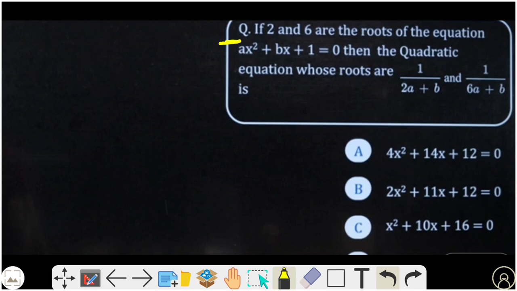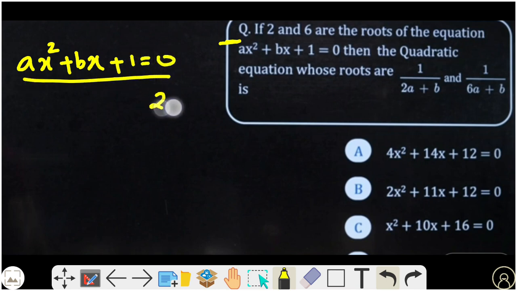This is the question. If 2 and 6 are the roots of the quadratic equation ax square plus bx plus 1 equal to 0, then we are going to find the new quadratic equation whose roots are 1 divided by 2a plus b and 1 divided by 6a plus b.